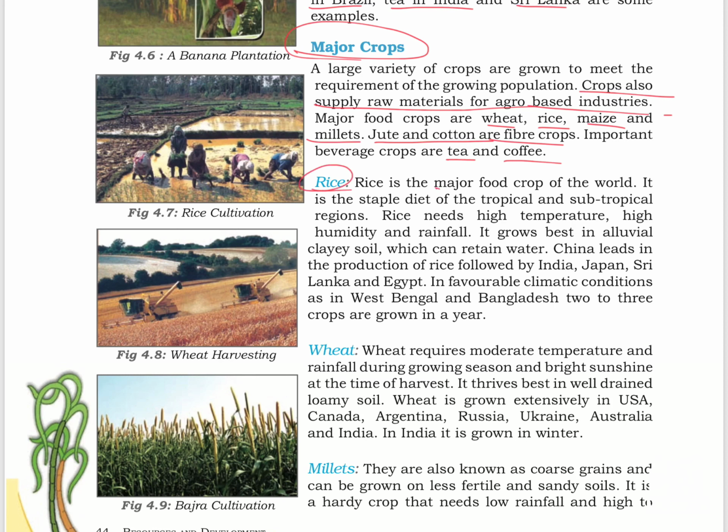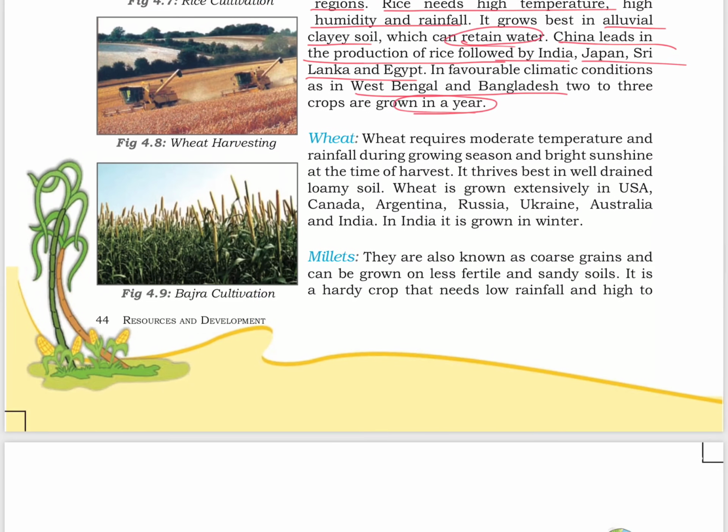Rice, as we all know, is a major food crop of the world. It is a staple diet of the tropical and subtropical region. Rice needs high temperature, high humidity and rainfall. It grows in alluvial clay soil which retains the water. China leads in the production of rice, followed by India. Japan, Sri Lanka and Egypt also produce rice. In favorable climatic conditions as in West Bengal and Bangladesh, 2 or 3 crops can be grown in a single year.